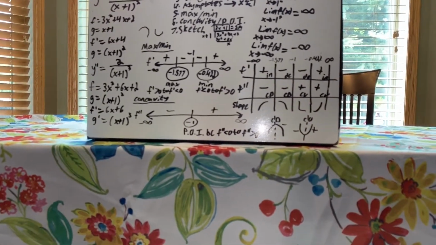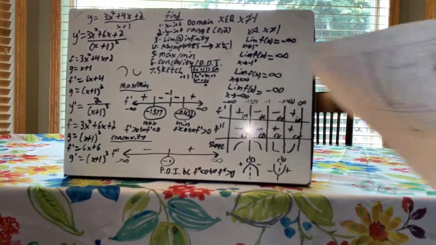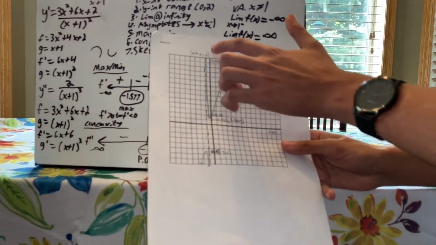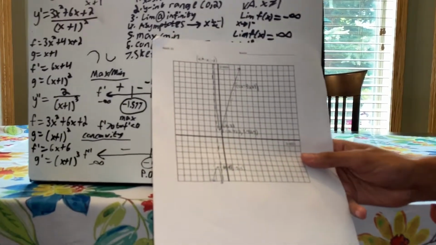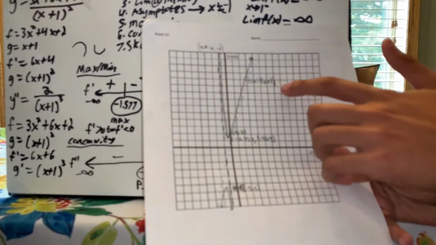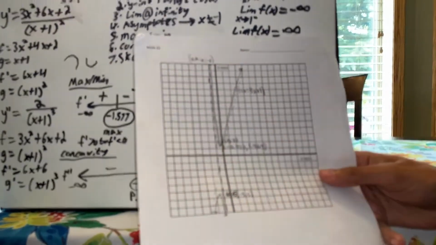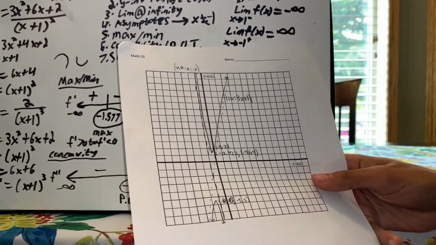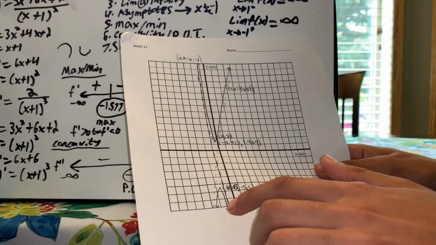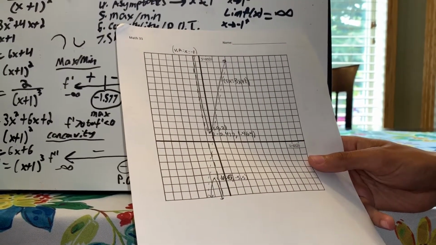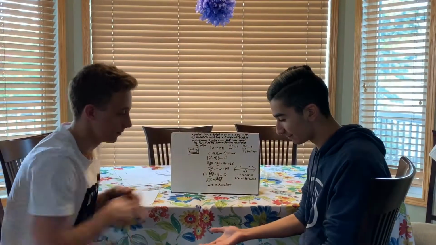So finally, now that we have all that information, we are able to make our graph. As you can see in this graph, we have our vertical asymptote of -1 right there. We have our slant asymptote of 3x plus 1 right there. We have our y-intercept right there at (0, 2). And of course, we have every single line that makes up the graph. Alrighty, and that's how you curve sketch.